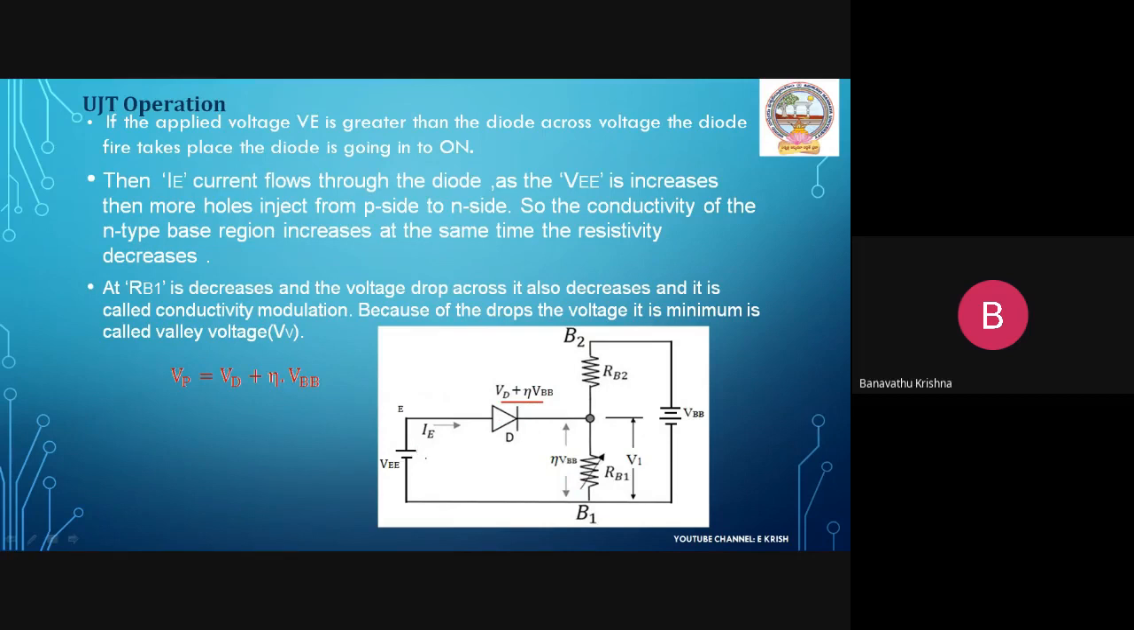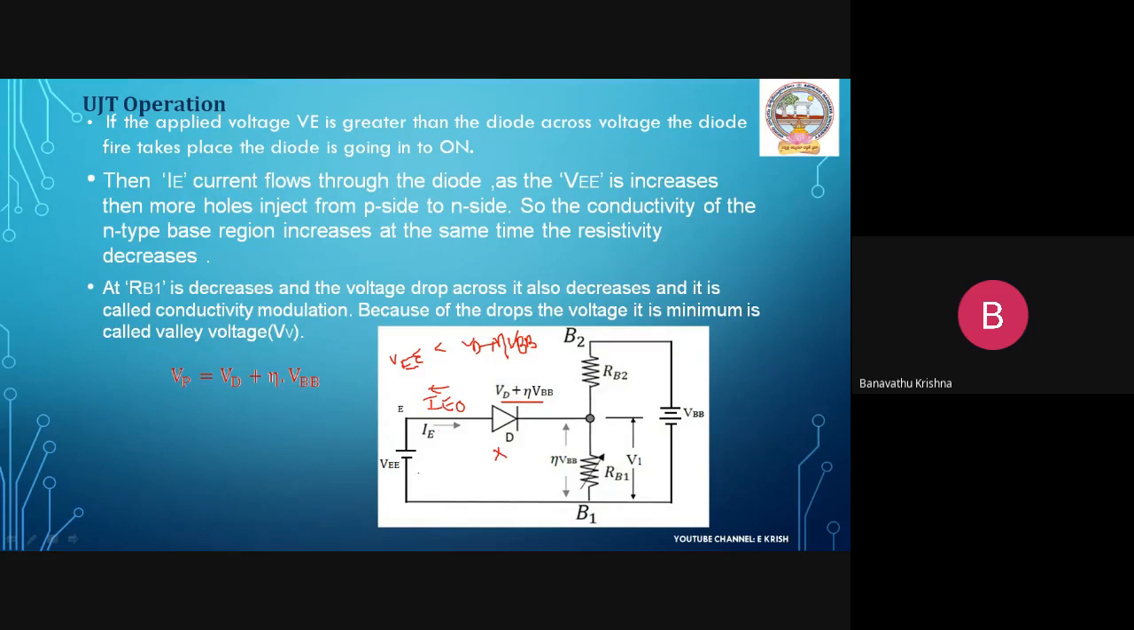Initially only a slight amount of voltage is applied here, but eta VBB is much more compared to this voltage. So VE is less than VD plus eta VBB, and then the diode is in reverse bias condition. Reverse bias condition means a slight amount of current flows across this diode, that is IE naught, the reverse saturation current, flowing like this.